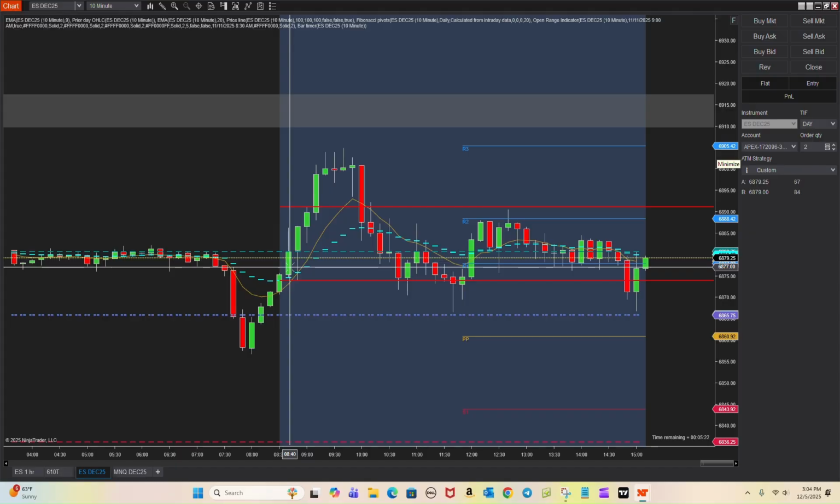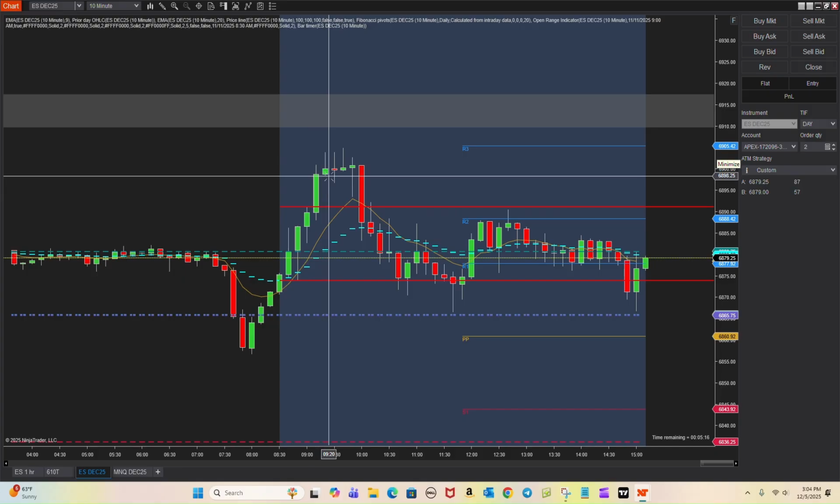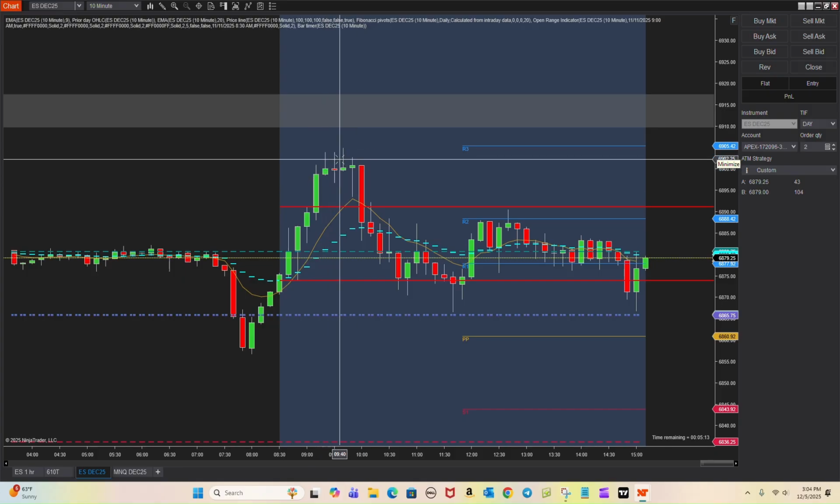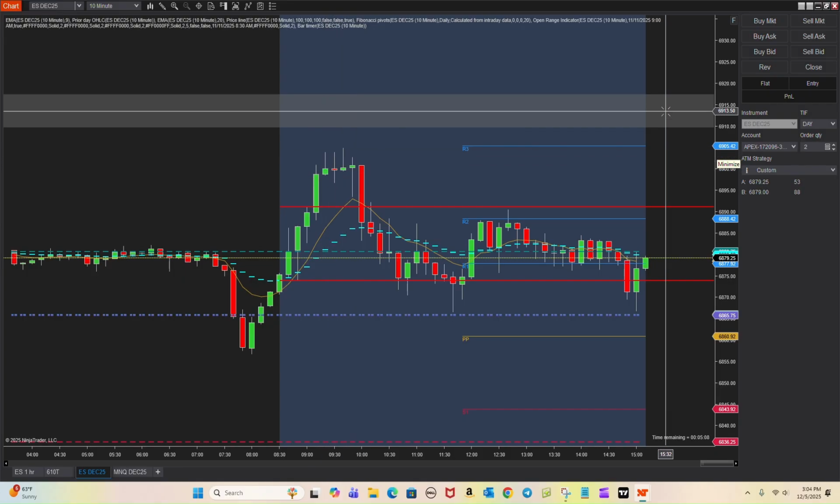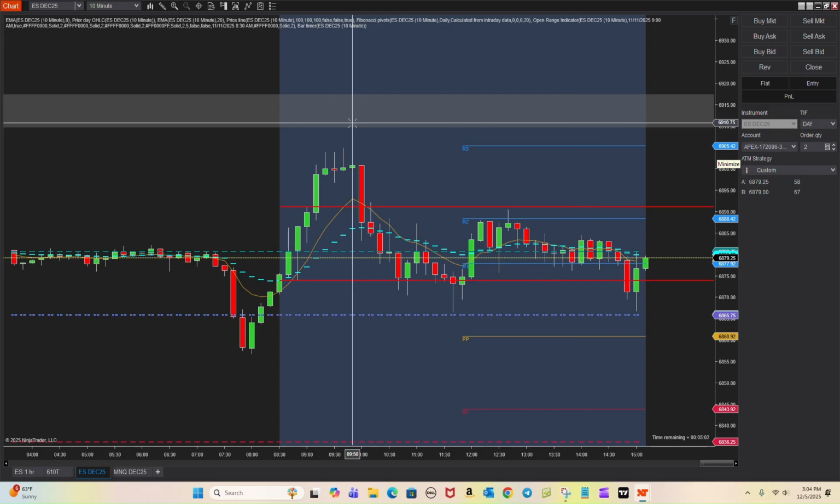So this was a 10-minute buy. That's a win. This is a 10-minute buy, a win. 10-minute buy, a win. 10-minute buy, that is a win. And then we made all-time highs right here. This is where the 10-minute consolidation began. This right here is daily levels that we never made it up to. I was looking to short that really aggressively if we got up there, but we never made it.